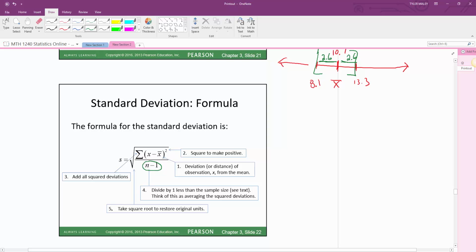And then lastly, step 5 is we need to take the square root to return it to our original units, right? Because since we squared it, if your units were in inches, now suddenly they're in inches squared. But then when we take the square root of inches squared, we get just inches back, so we're good to go, right? So we want to return it back to our original units.